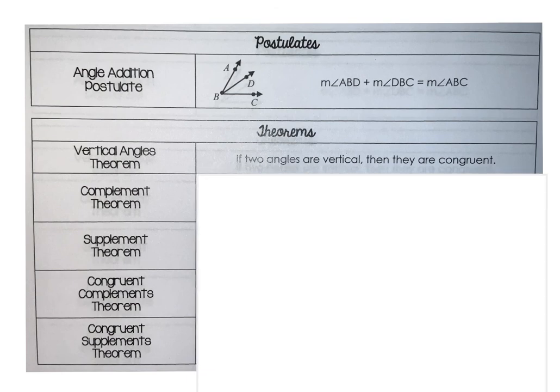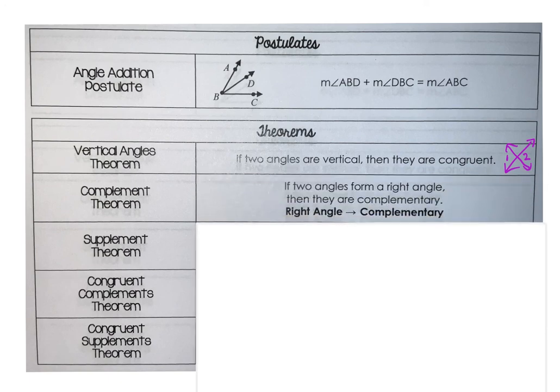Definition of vertical angles we talked about. Remember, vertical angles are those that are formed from intersecting lines. So like in this case, angle 1 and angle 2 would be vertical angles. The theorem tells you that those are congruent. So if you know the measure of angle 1, it is congruent to the measure of angle 2.